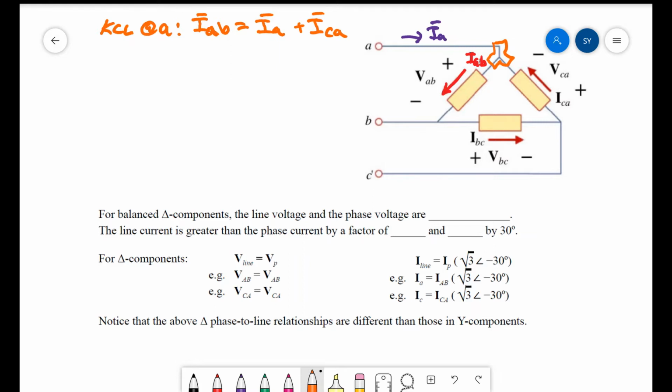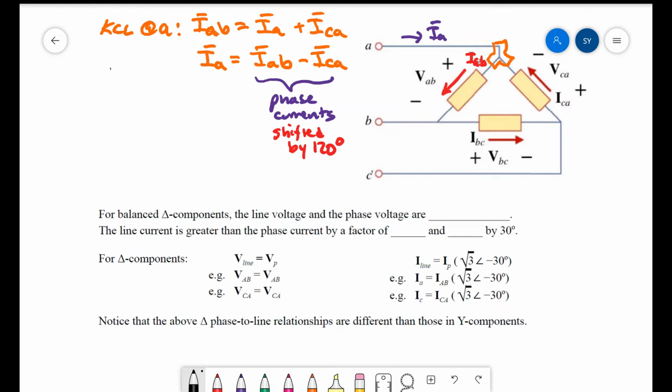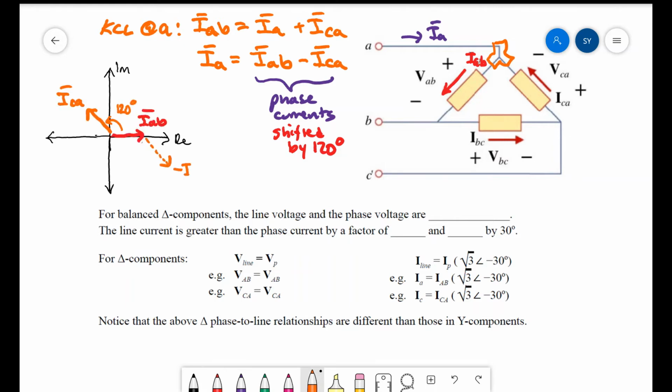I could rearrange that equation to solve for IA, and obtain that IA equals IAB minus ICA. Now notice that the terms on the right here are both phase currents. If I arbitrarily take one of those phase currents to be at 0 degrees, I know the other one's shifted by 120 degrees. If I were to plot those phasors out on the real imaginary plane, and arbitrarily take IAB as the reference phasor, then performing IAB minus ICA yields a line current IA, like so. We observe IA is greater than IAB by a certain factor, and that it lags by 30 degrees.